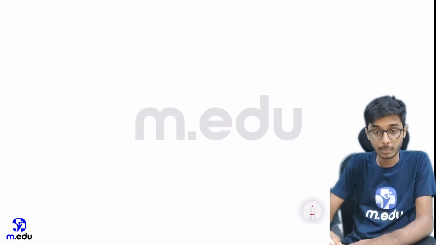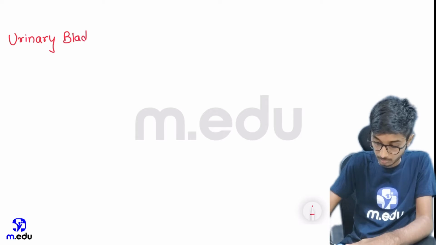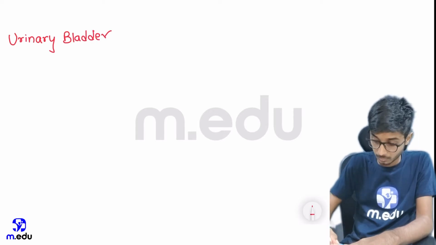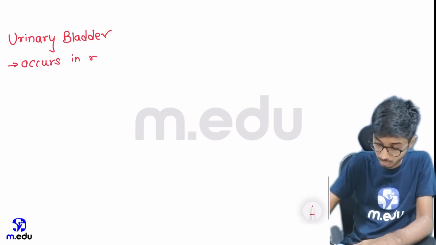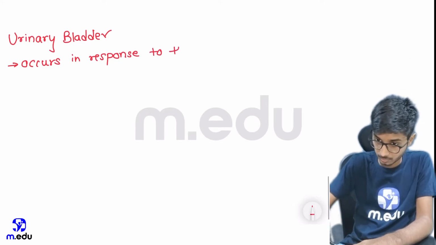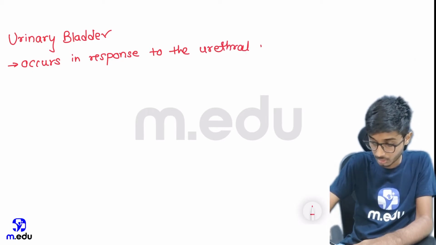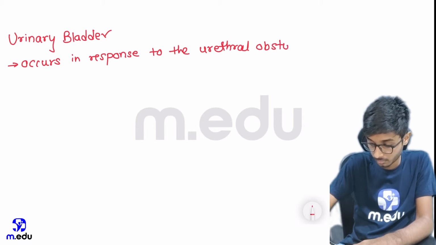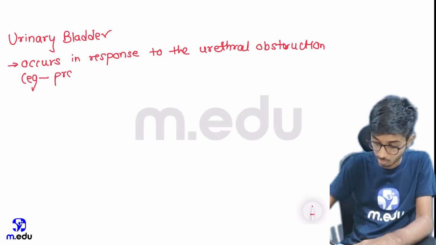So if we now see the hypertrophy in the smooth muscle, it is most commonly seen in urinary bladders. This hypertrophy occurs in response to the urethral obstruction. It is also seen, for example, in prostate hyperplasia.